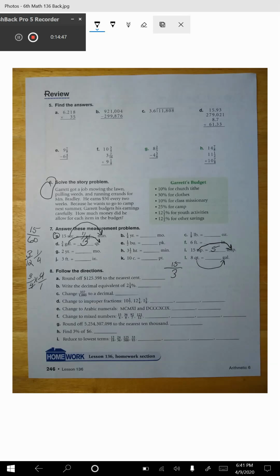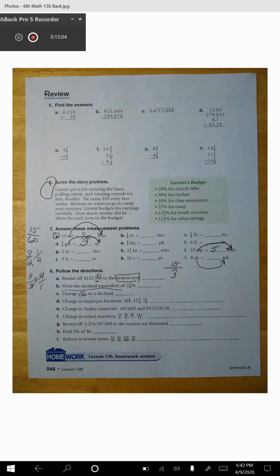All right, let me look down here. Round off to the nearest cent. Remember, in money, we don't have anything past 2 places after the decimal. So you have got to round that 9 properly. And I'm going to let you do that.